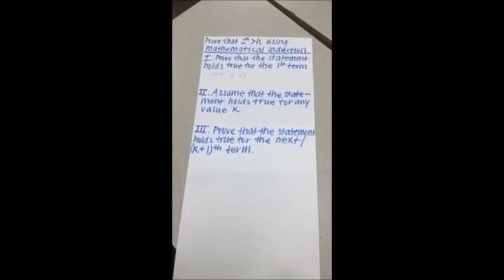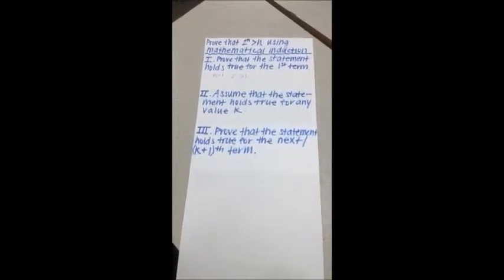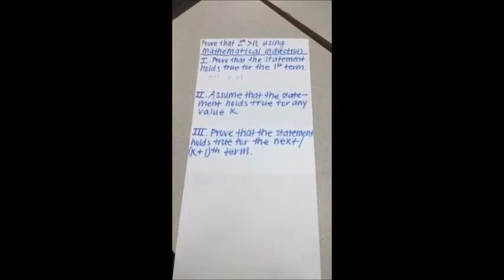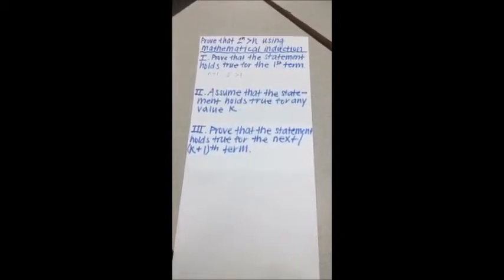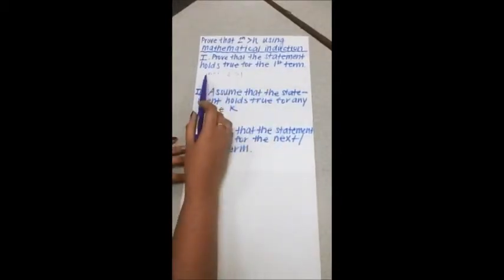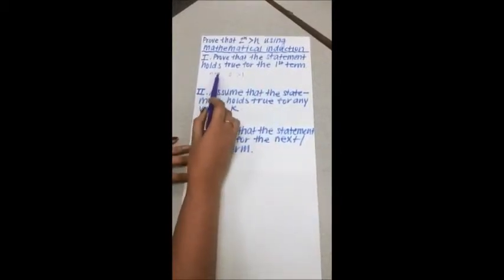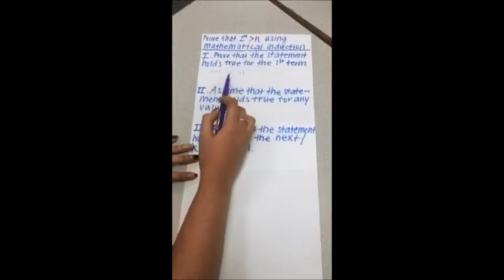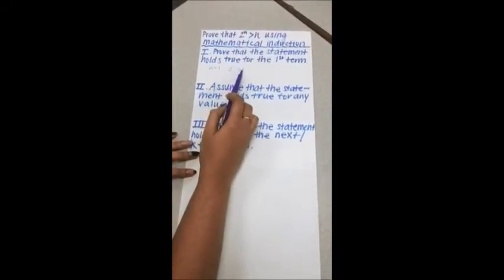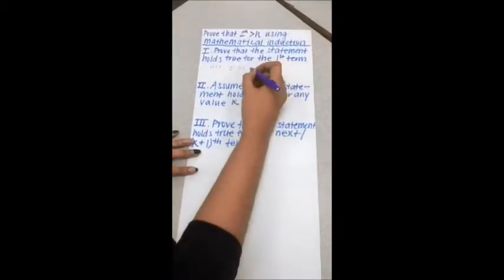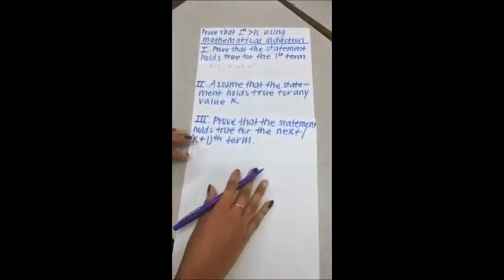Okay, so this is the next problem that we're going to do, and we're going to prove that 2 to the power of n is greater than n using mathematical induction. And for this first step, I've already started it for you. You have to prove that the statement holds true for the first term. So you do n equals 1, and then we substitute that 1 into the equation, so it becomes 2 to the power of 1 is greater than 1. And if that's true, which it is, that means we've solved that first step.